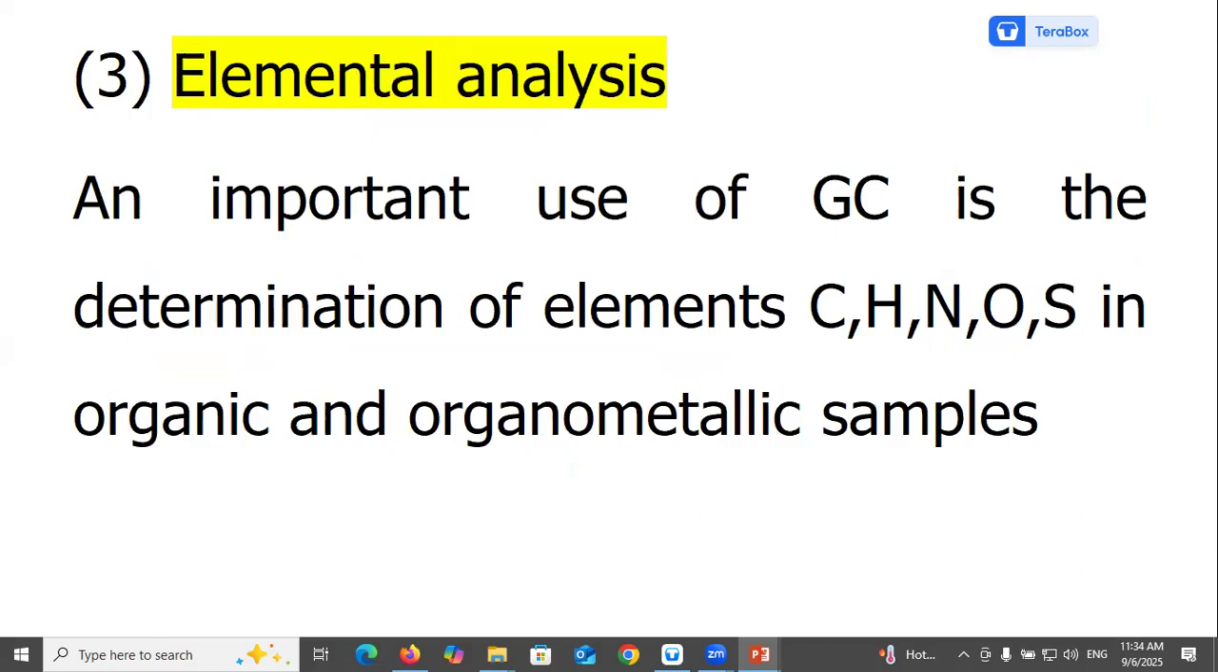Elemental analysis. An important use of GC is the determination of the elements carbon, hydrogen, nitrogen, oxygen, and sulfur in organic and organometallic compounds.